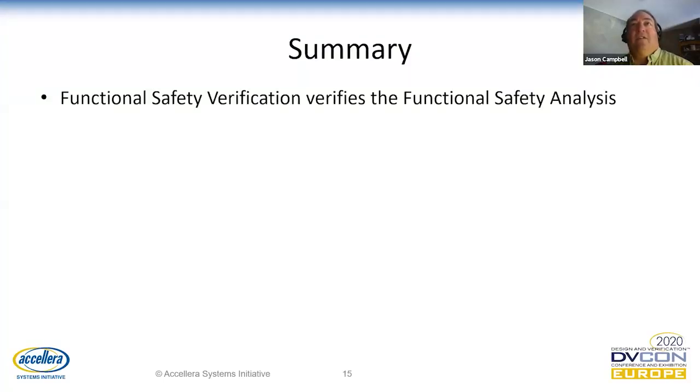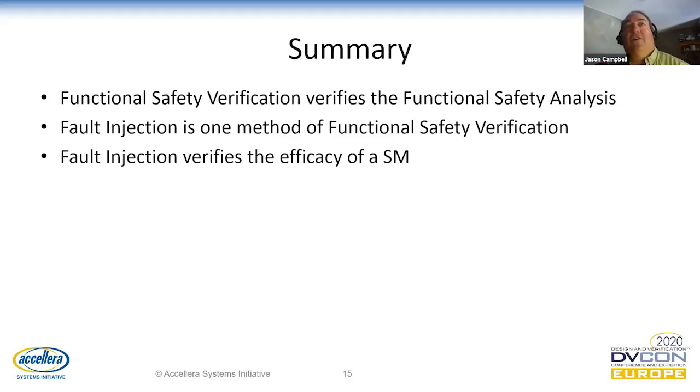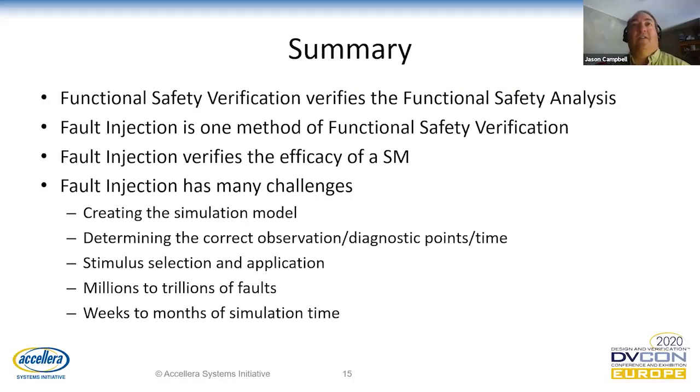So in summary, functional safety verification is about verifying the functional safety analysis. Fault injection is just one method that can be used for functional safety verification. The goal of fault injection is to verify the efficacy of a safety mechanism, and it has a lot of challenges: simulation model, observation checking, stimulus, large numbers of faults, and very, very long run times.